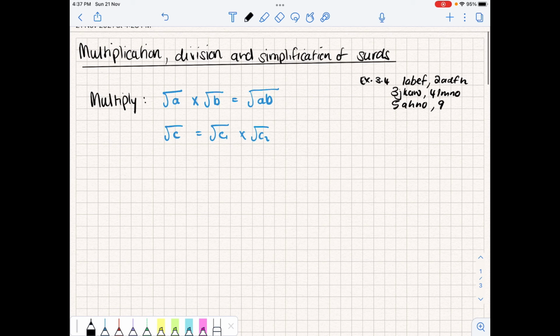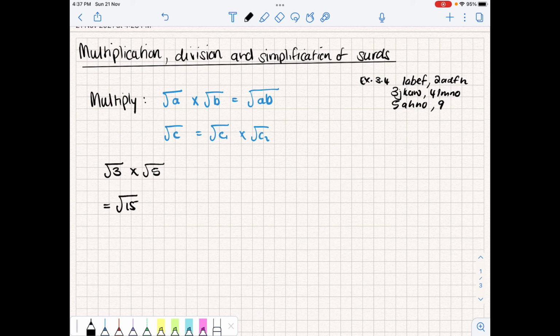Okay, let's look at some simple examples. If we're asked to simplify the square root of 3 multiplied by the square root of 5, then quite simply we can use the multiplication rule and multiply the two numbers together, and this can be simplified as the square root of 15. Now the important thing to note here is that 3 and 5 were both prime numbers.